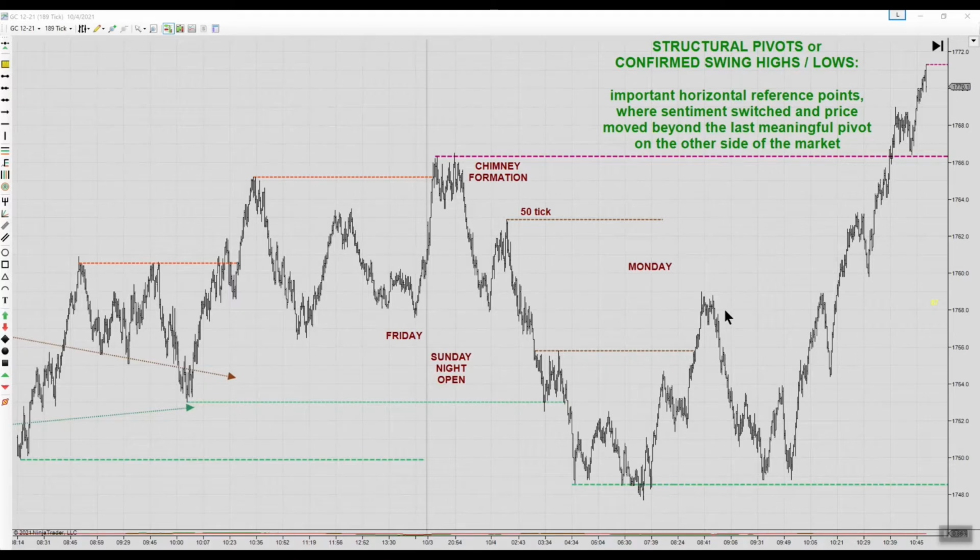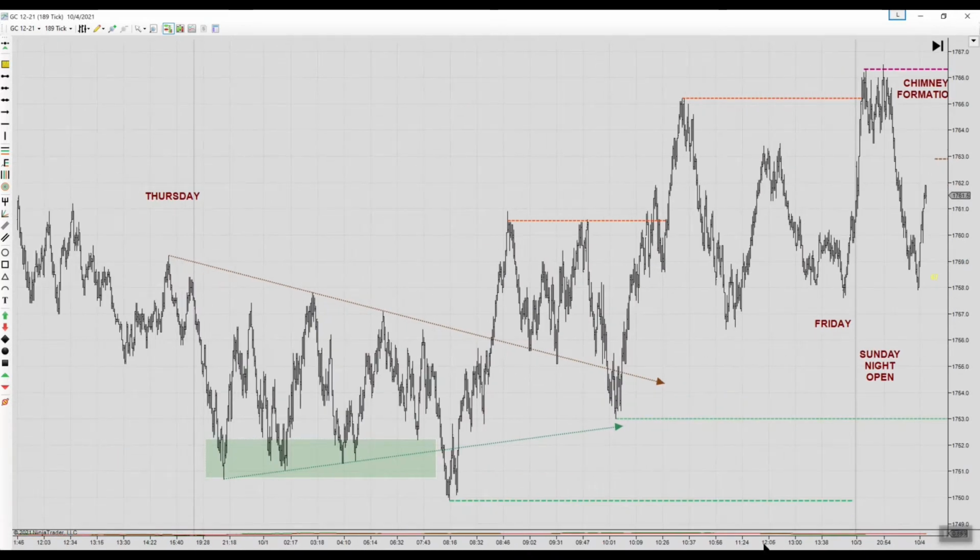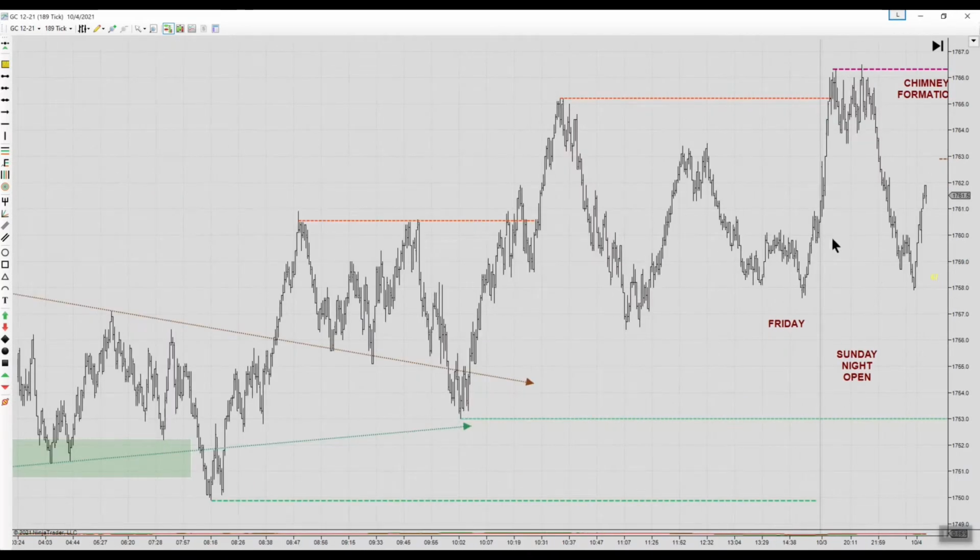Structural pivots, confirmed swing highs and lows, are best understood with a visual as we explore the process of price action on the right edge of the chart, and we follow the logic of the pivots that are left behind as price develops. Let's consider price action here in the beginning of this week, where the Sunday night open promptly led to a steep rally in price just above the Friday session highs.